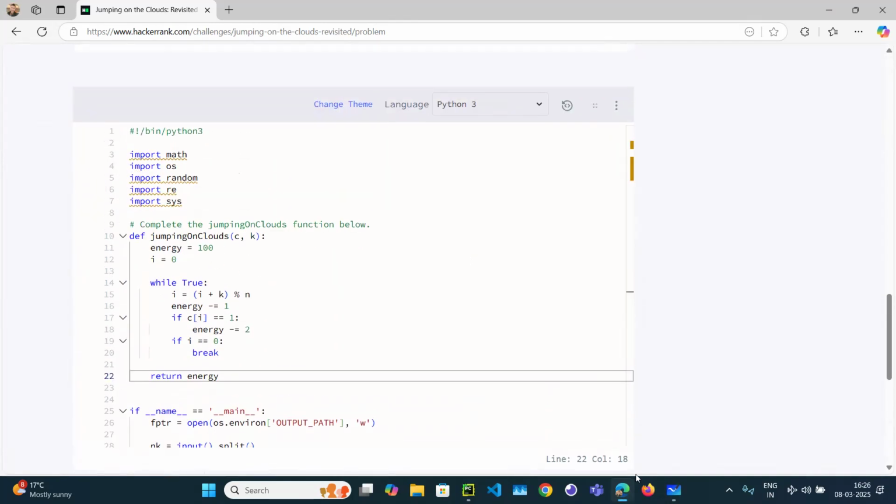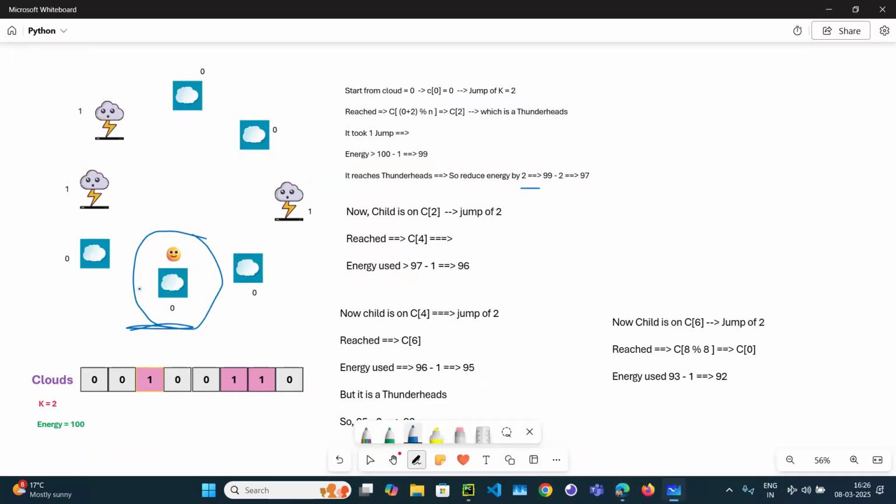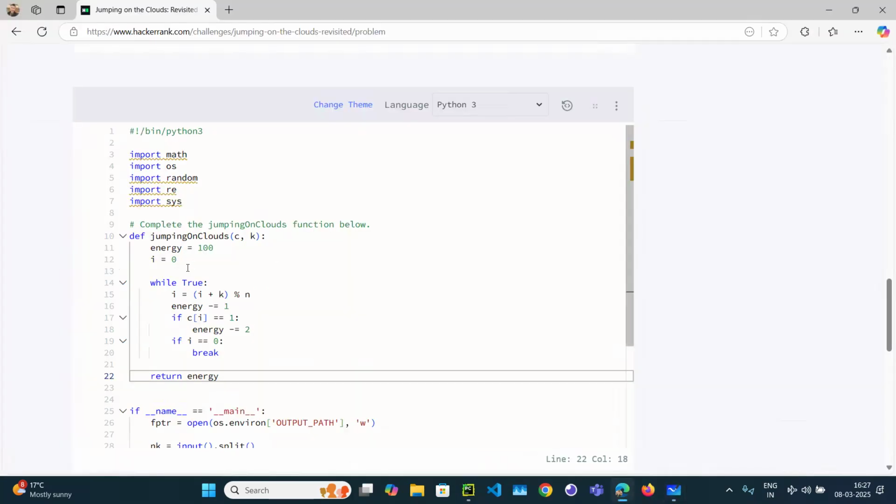So it's a straightforward question, not very difficult. What the question said is, start from zero. You have the total energy, and take a jump of size k, and it is going to consume one energy. But if the destination is a thunderhead, then it is going to take two more additional energy. The same thing we are going to do.